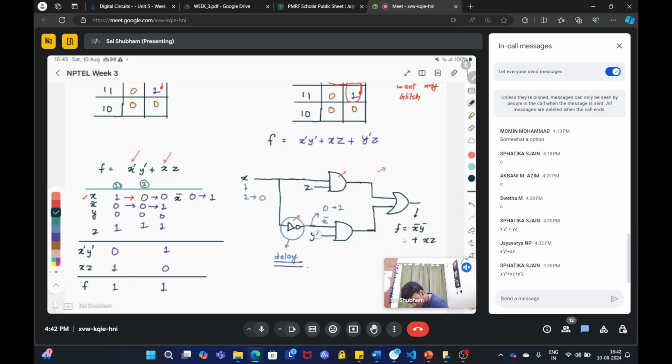So y bar is coming from somewhere. So this is x bar, y bar plus this is the OR gate, and this is xz. Fine. So the problem is that whenever you are doing this transition from 1 to 0, there will be some delay by this inverter to convert this 0 to 1. Is that clear? So for a very small amount of time, when this x has gone to 0 and this 0 has still not gone to 1, your x and x bar both will be 0. Is that correct?